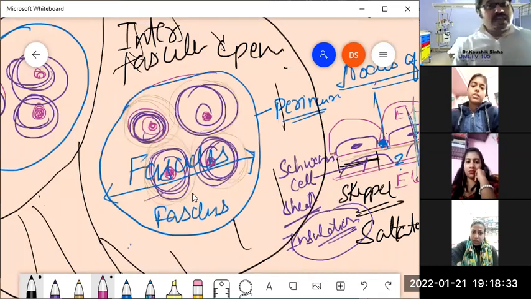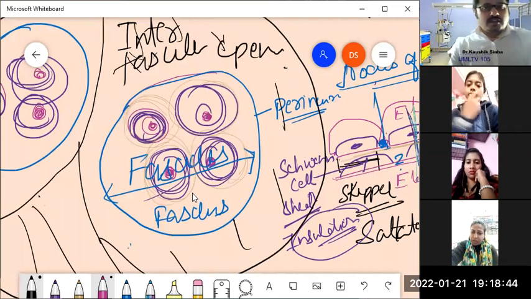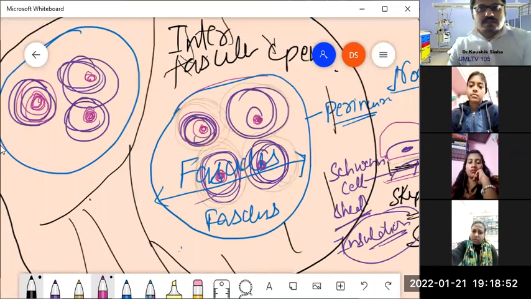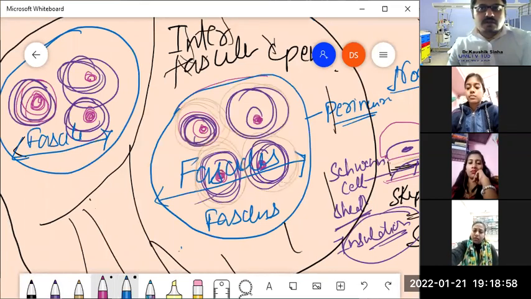Each single bundle of these axons, which is entirely bound by the perineurium, that is this blue colored line, this blue colored circle, this entire structure is a fasciculus. Understood what is a fasciculus? So this is one fasciculus that I have written. This is another fasciculus. This is another fasciculus. Understood what is a fasciculus now?